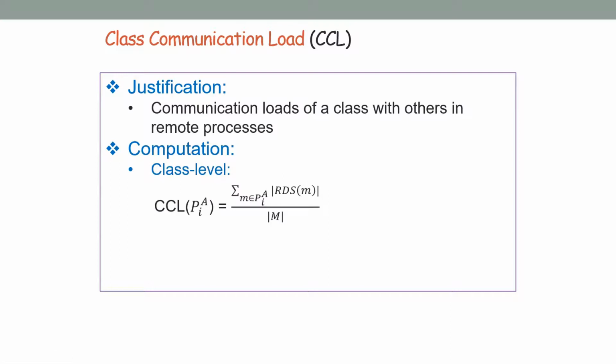The class level CCL for a class A in a process PI is the ratio of the sum of the sizes of the remote dependent set of the class's methods to the size of the set of all executed methods in the class. The system level CCL is the mean of class level CCL measured over all classes executed across all processes.